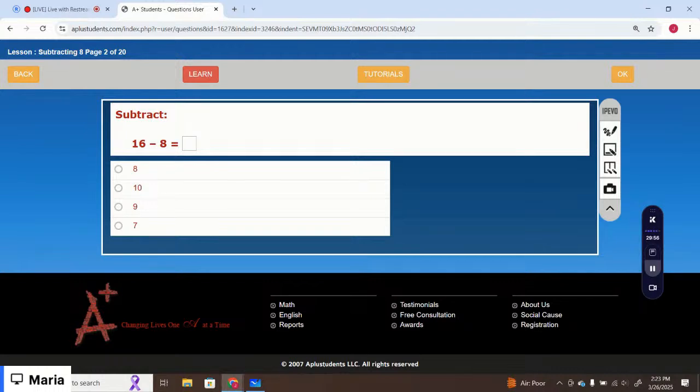Sixteen take away 8 equals. 16 take away 8 is 8. Option number 1 is the correct option.